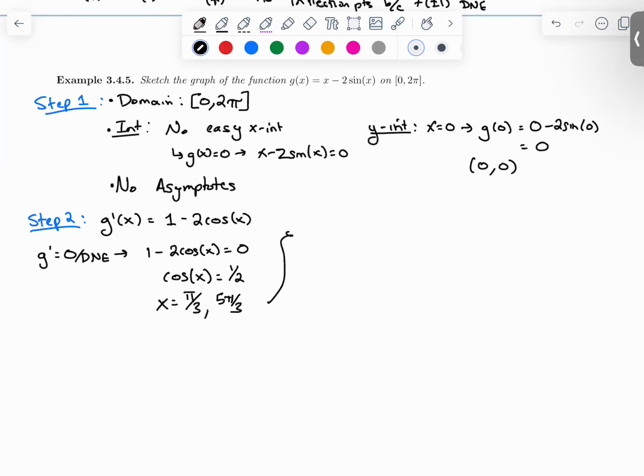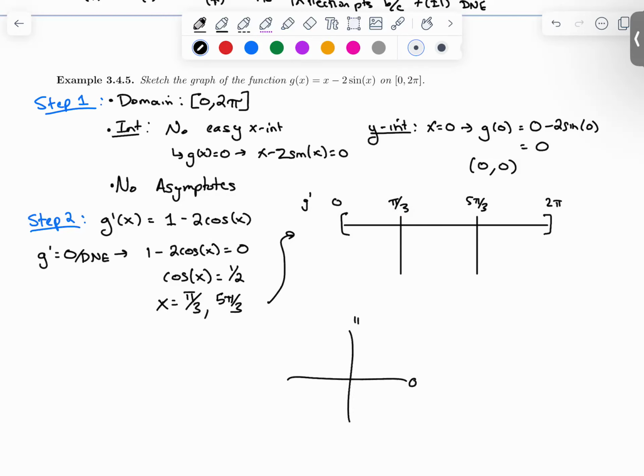So now that we've got those, let's do a sign chart to find intervals of increase and decrease. And we're only working on the interval from 0 to 2 pi. So g prime up top, and we've got pi over 3, and let's duplicate that and do it right there, and 5 pi over 3. Visualizing a unit circle can really help here to figure out where everything is. So 0, pi over 2, pi, 3 pi over 2, and then 2 pi.